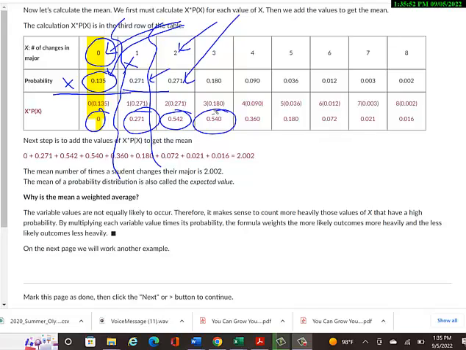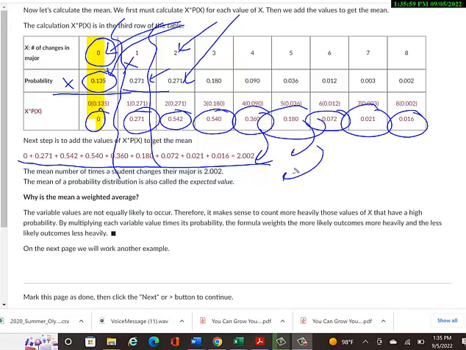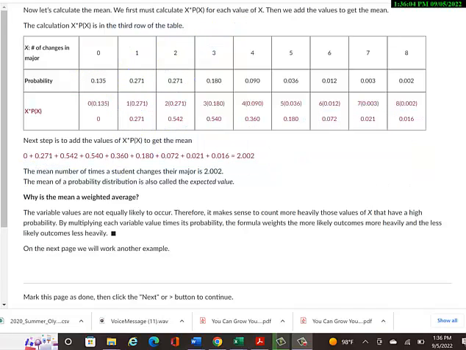The next step would be to add these all together. All those values from this bottom row are added to make a total. It's 2.002. Sorry, that's a lot going on here, but the mean number of times a student changes their major is 2.002. The mean of a probability distribution is also called the expected value. That's worth writing down, even though we're not going to calculate these means by hand for the most part.